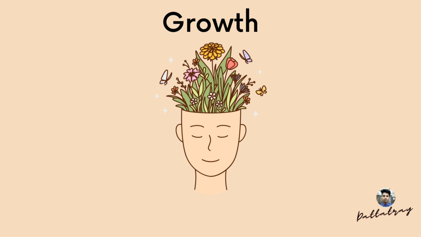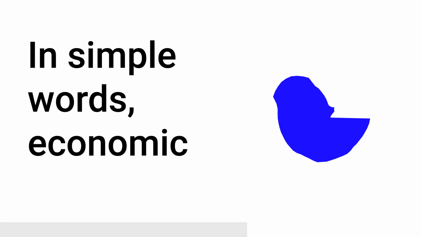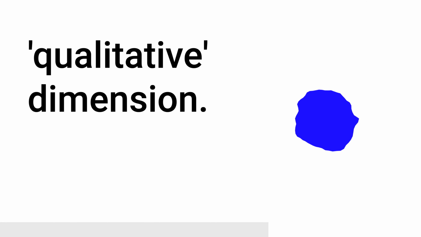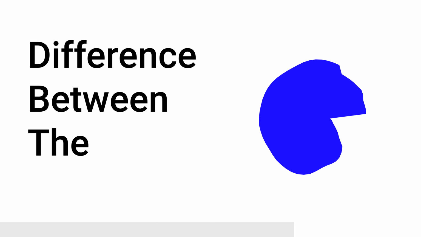Concept 5, economic growth. The term economic growth has a quantitative dimension. In simple words, economic growth means an increase in the real national income of the country over a long period of time. Concept 6, economic development. This is a wider concept which has a qualitative dimension. Economic development implies economic growth plus progressive changes in certain important variables which determine well-being of the people, for example, education, health, etc.